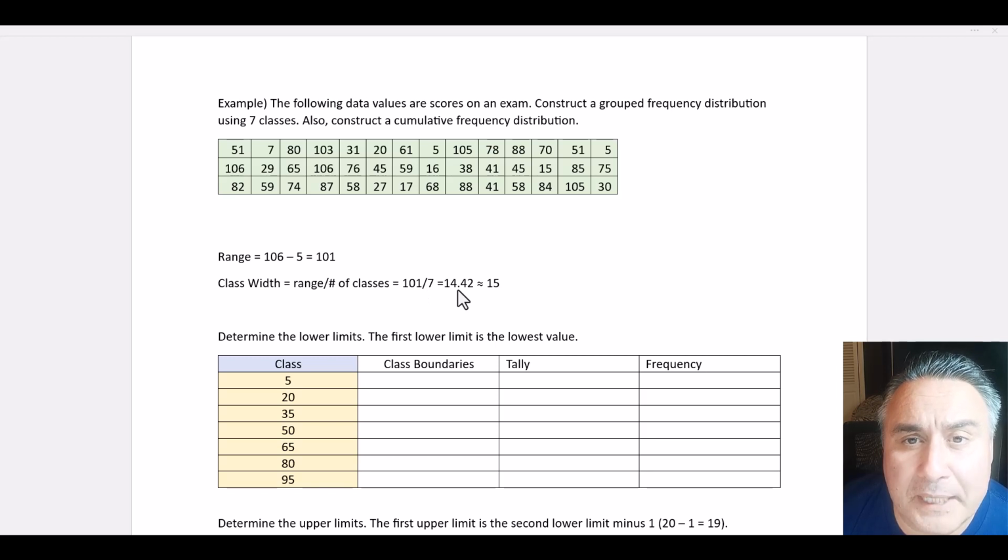We typically first compute a decimal value. Remember to always round up to the next whole number. So the class width is 15.